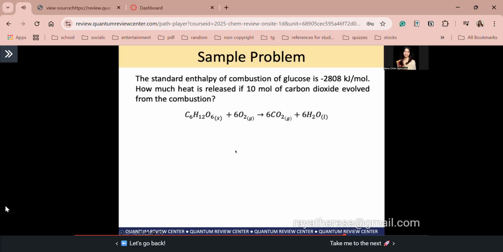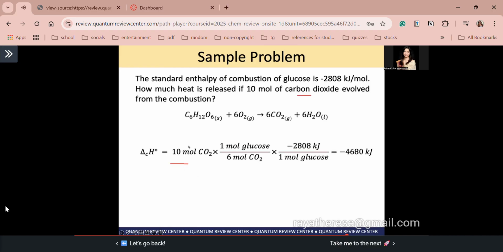So here we have the combustion reaction. And then let's analyze the given problem. Sabi dito guys, hinahanap ang heat release if 10 moles of carbon dioxide evolve from the combustion. Okay, so given ka ng 10 moles CO2. So ang gagawin natin, plug in 10 moles CO2 and then express it in terms of mole glucose, because yung standard enthalpy of combustion of glucose is negative 2808 kilojoules per mole glucose. So again, convert natin siya to mole glucose. So based on this reaction, guys, 1 mole of glucose is equivalent to 6 moles of carbon dioxide.